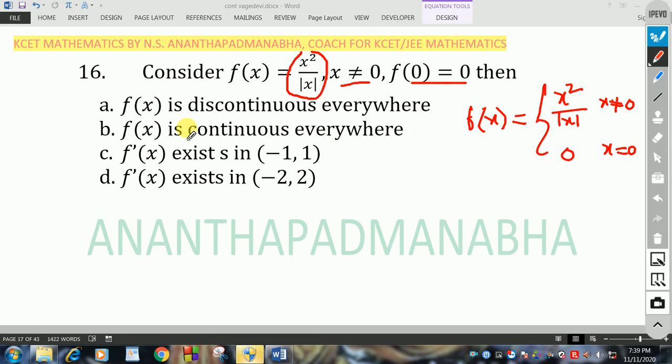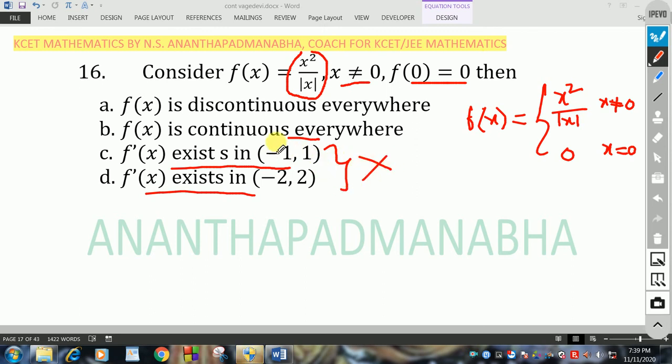Option A says f(x) is discontinuous everywhere. Option B: f(x) is continuous everywhere. Option C: f'(x) exists in (-1, 1). Option D: f'(x) exists in (-2, 2). So we know that modulus of x is not differentiable at x equal to 0. Here, in both the intervals, 0 is included, and f'(x) does not exist at 0, therefore f'(x) doesn't exist. So option C and option D are ruled out.